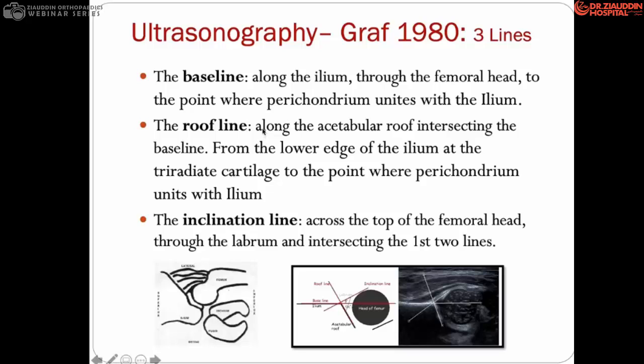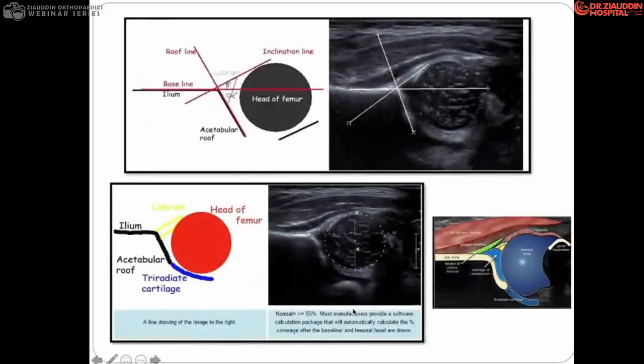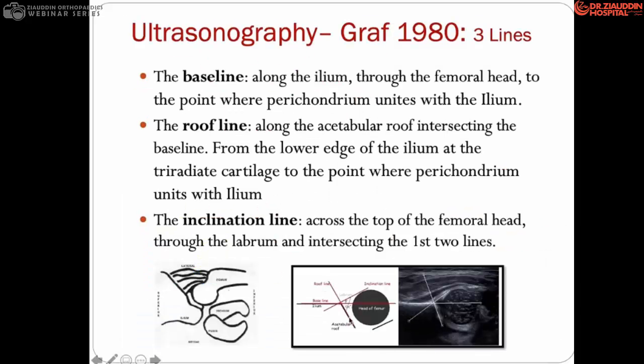Roof line along the acetabulum roof, intersecting the baseline from the lower edge of the ilium at the triradiate cartilage to the point with perichondrium. So here is the triradiate cartilage. This is the perichondrium attachment to the bone. So this is called the roof line, and the roof line indicates the bony coverage.